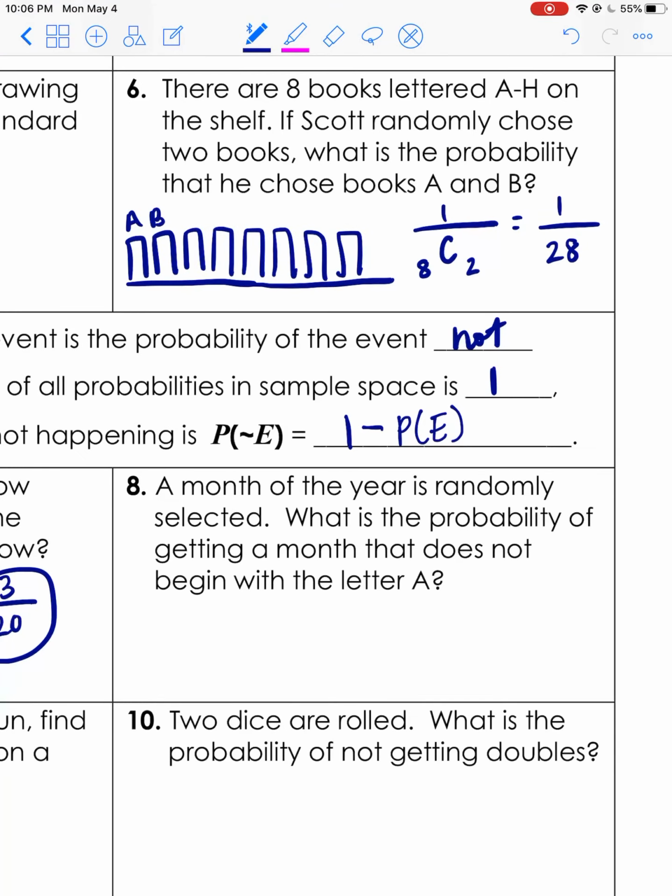All right, a month of the year is randomly selected. What is the probability of getting a month that does not begin with the letter A? So 1 minus, well, first we need to think about how many months begin with the letter A. I'm not going to go through all the months right now, but just think about them in your head, and then join me when you're done.